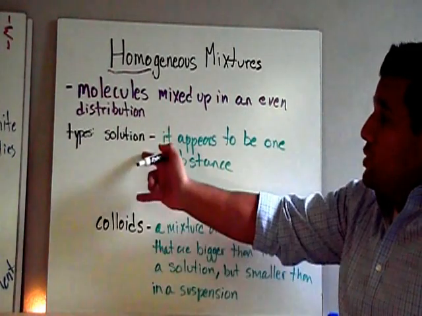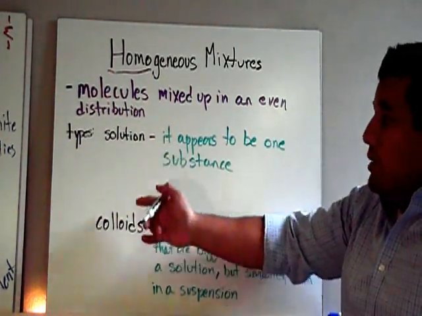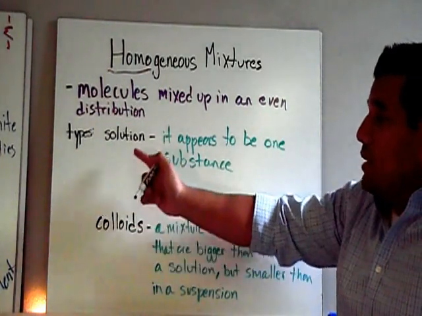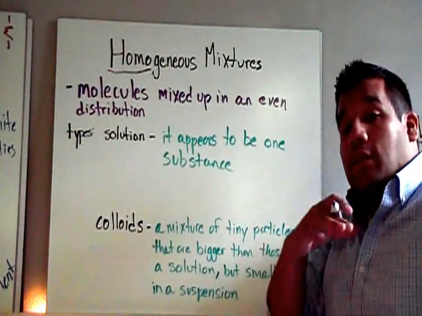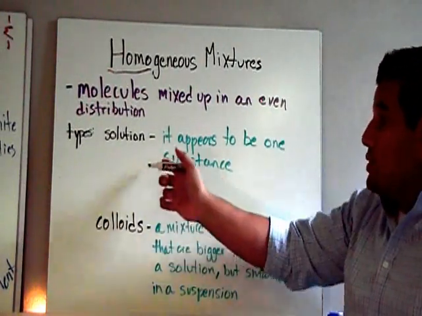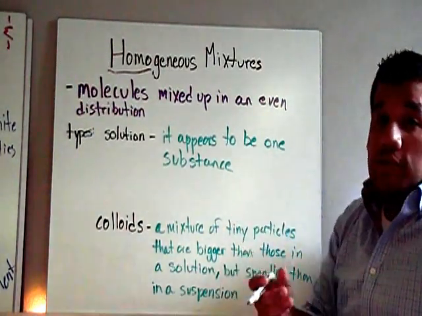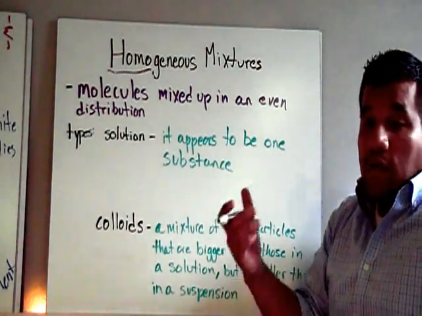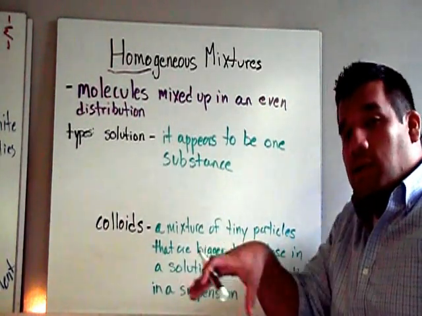We have two types of homogeneous mixtures that we'll talk about. We have solutions and colloids. We're going to talk briefly about solutions today. We're going to talk more in depth in your next video. But a solution appears to be one substance. Some examples are salt water. When you go out into the ocean, can you pick out the little parts of salt, or can you see the little parts of salt?